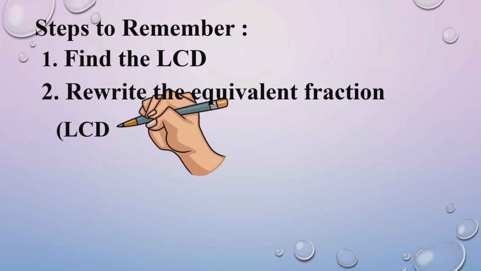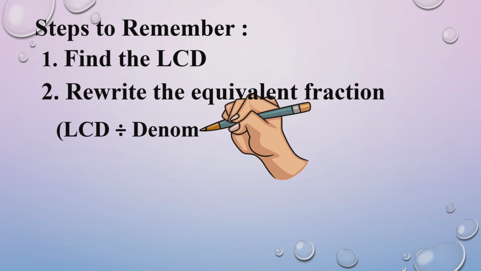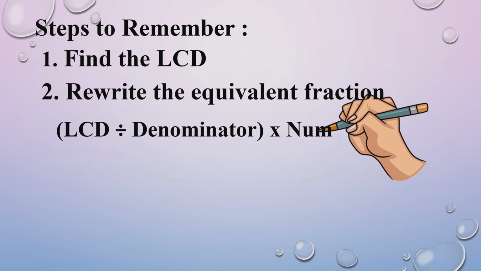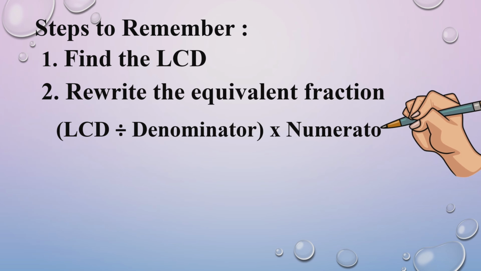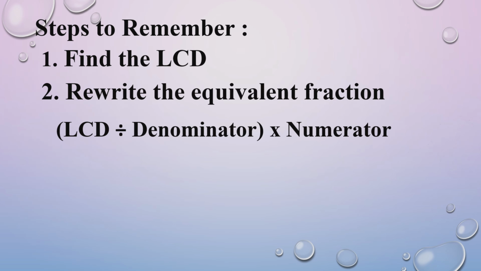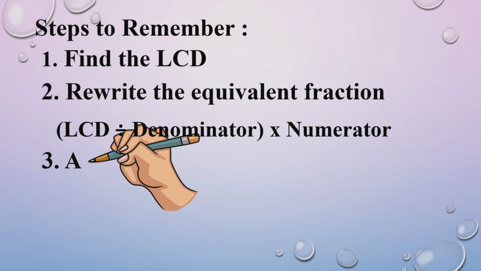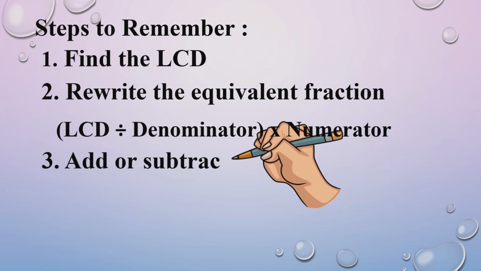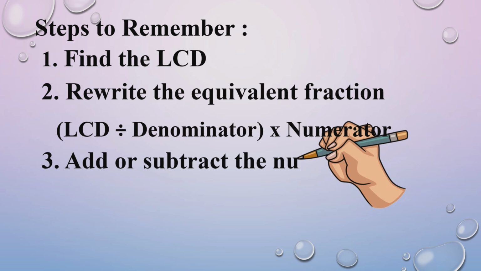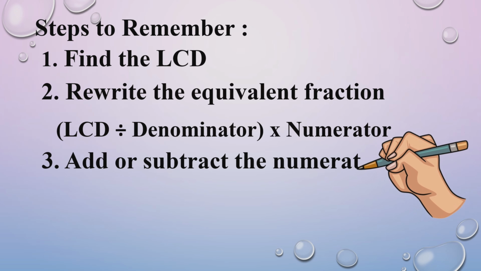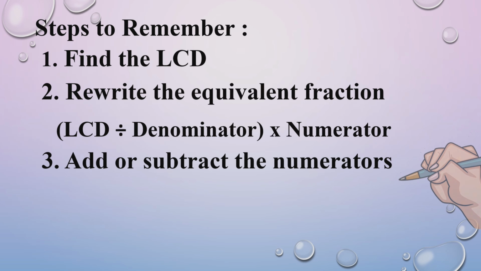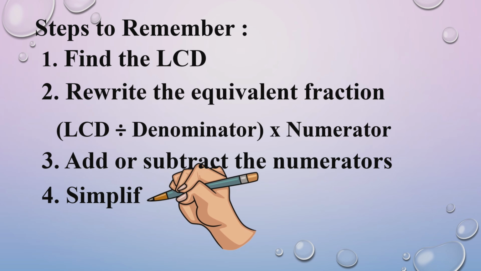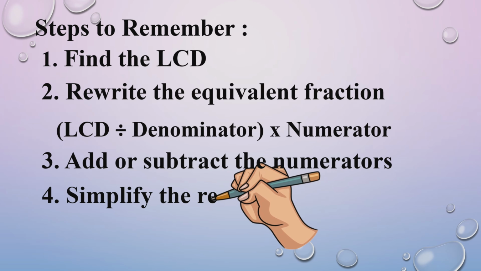And how are we going to do that? That is LCD, or the least common denominator, divided by the given denominator times the numerator. And for the third step, add or subtract the numerators. For the last step, don't forget to simplify the result.